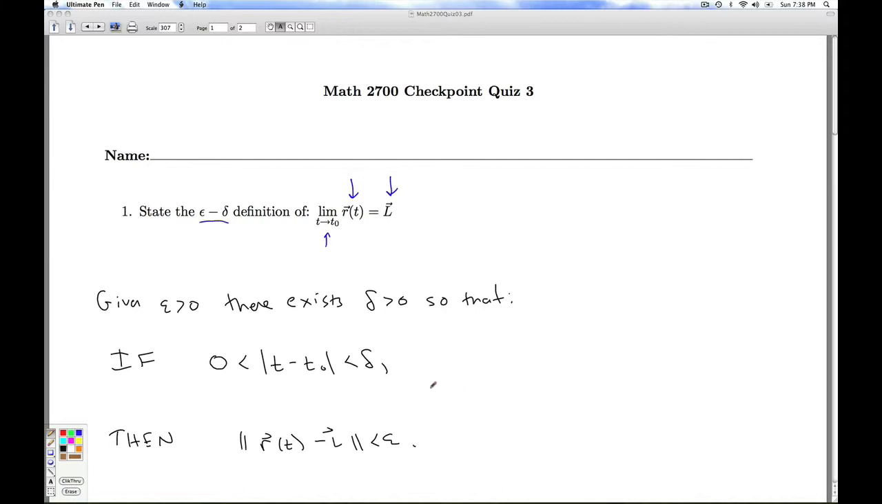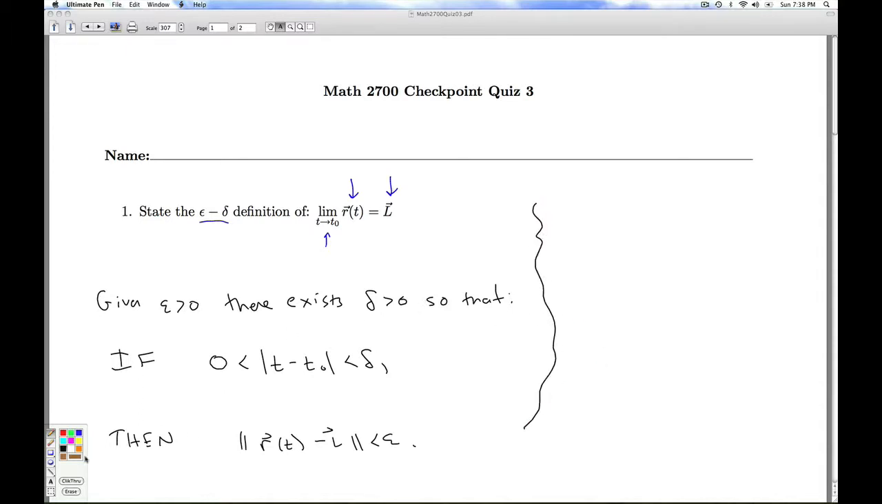So a couple of notes here. The reason why this is here is the same reason as from Calc 1. I need t to be close to t naught. How close? Within delta units of t naught, but t doesn't necessarily have to be equal to t naught, which is why the 0 is there. Also, remember the outputs and the limit itself are vectors. And so we can show two vectors are close to each other by showing that the magnitude of the difference is small.